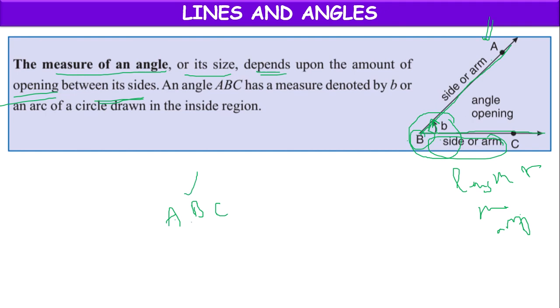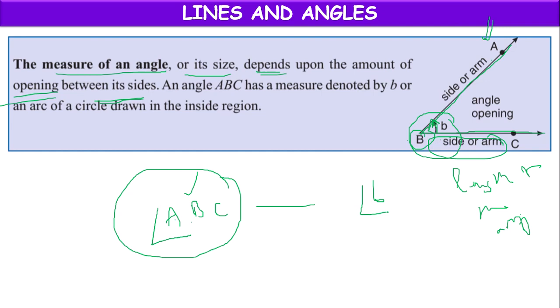So the angle or this opening is represented by capital letters ABC, or sometimes we can make use of the symbol angle ABC, or it is denoted with a small letter. Instead of angle ABC, we can mention it with a small letter like B. Here they have mentioned it with B. Angle B.